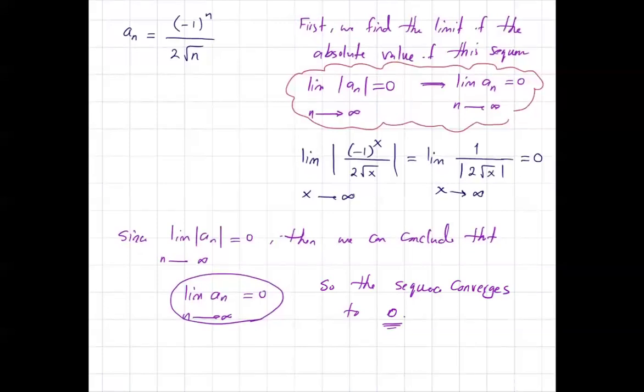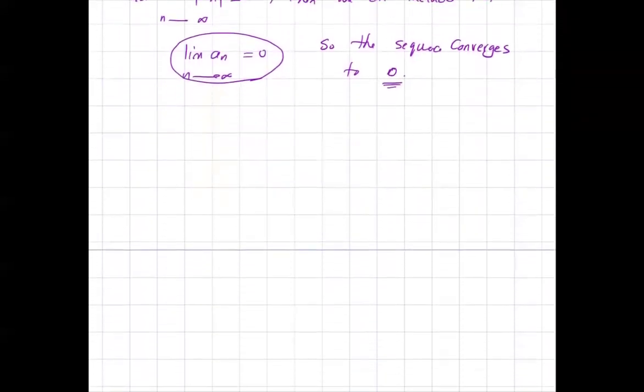Another sequence. Consider a_n to be equal to (-1)^(n+1) times n divided by n plus the square root of n. What is the behavior of this sequence?